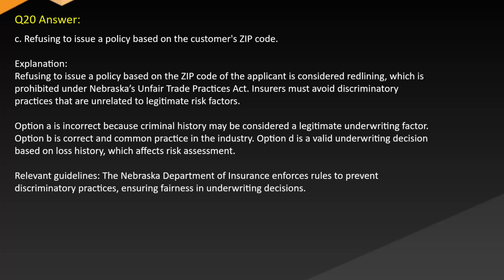Explanation. Refusing to issue a policy based on the zip code of the applicant is considered redlining, which is prohibited under Nebraska's Unfair Trade Practices Act. Insurers must avoid discriminatory practices that are unrelated to legitimate risk factors. Option A is incorrect because criminal history may be considered a legitimate underwriting factor. Option B is correct in common practice in the industry. Option D is a valid underwriting decision based on loss history, which affects risk assessment. Relevant guidelines. The Nebraska Department of Insurance enforces rules to prevent discriminatory practices, ensuring fairness in underwriting decisions.